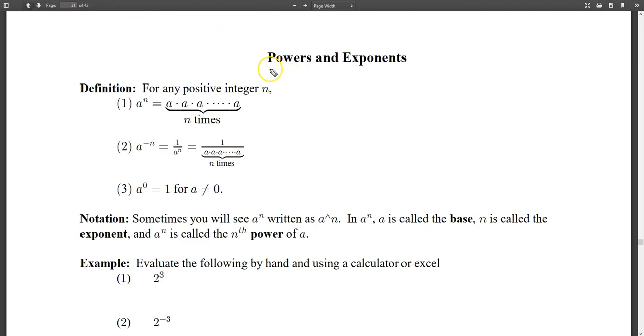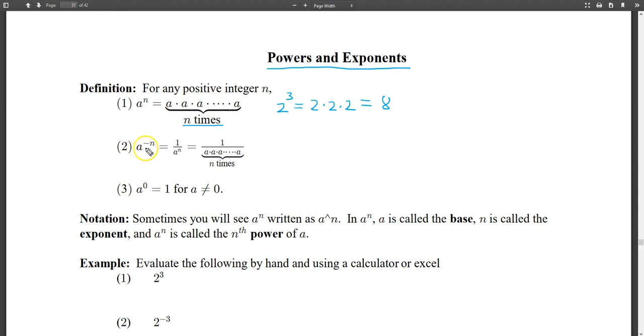We're now going to go over powers and exponents. So we have a definition here first. We define, for a positive integer n, a to the nth power to be a times a times a, n times. So that's what a to the nth power is. For example, 2 cubed would be 2 times 2 times 2, or 8.